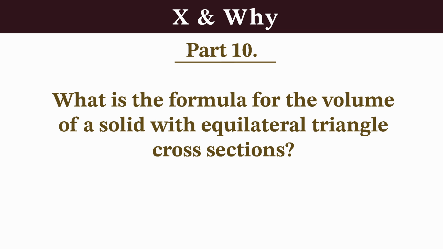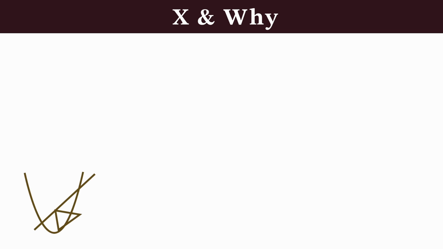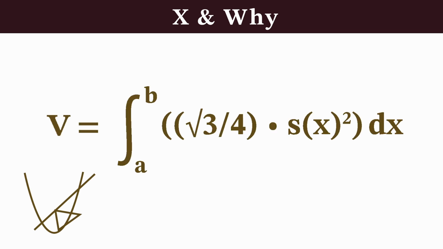Part 10. What is the formula for the volume of a solid with equilateral triangle cross-sections? The formula is volume equals the integral from a to b of square root 3/4 times base squared dx, where the area of an equilateral triangle is square root 3/4 times the side length squared.